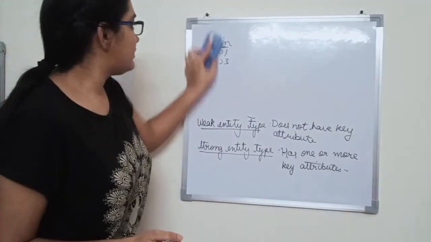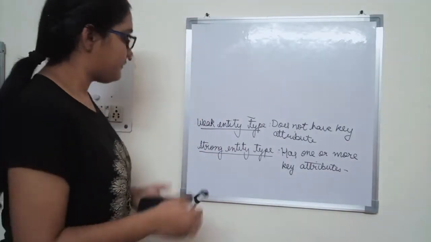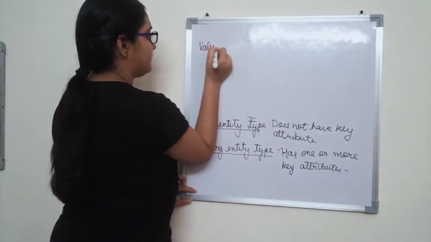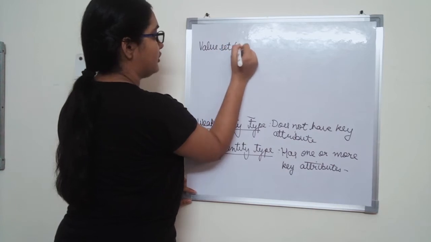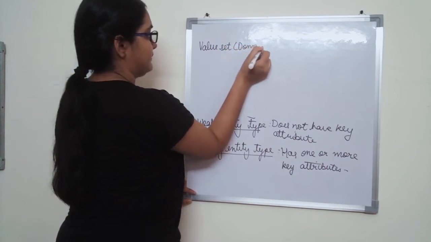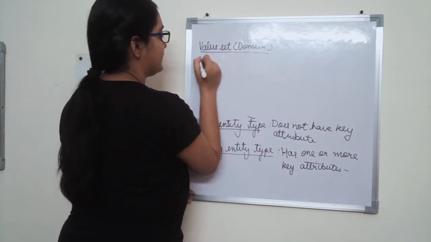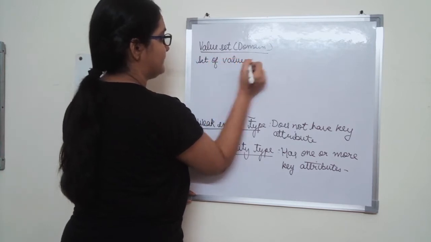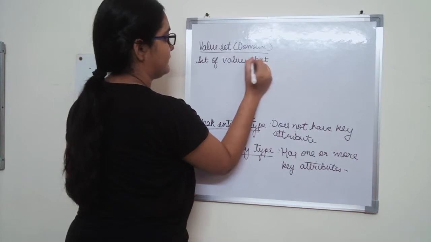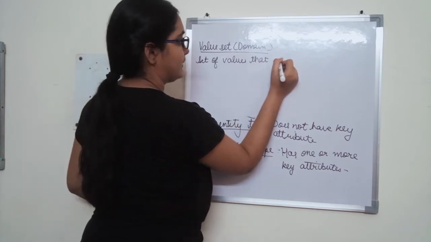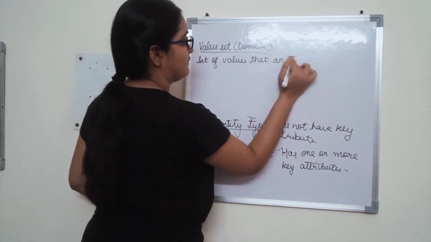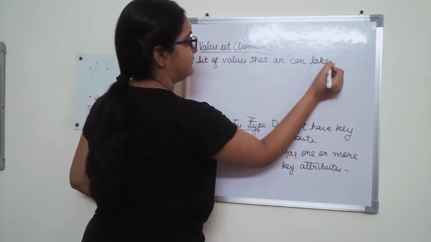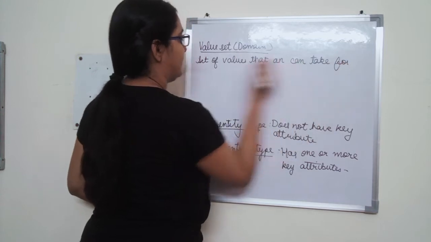So I will write it. Value set or domain: set of values that an attribute can take for each individual entity.